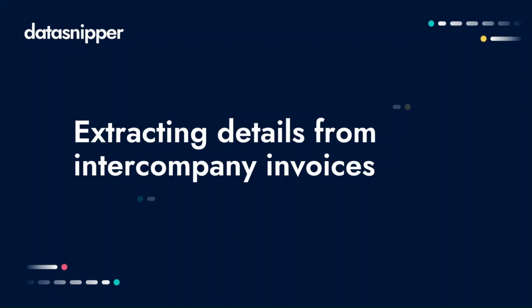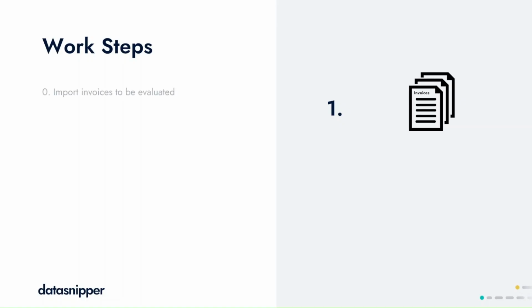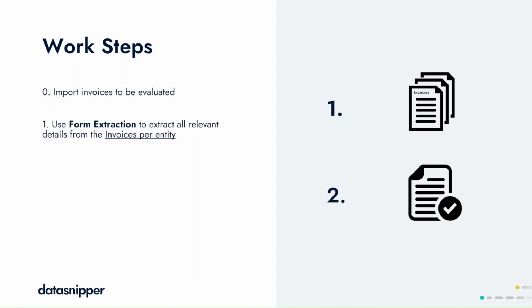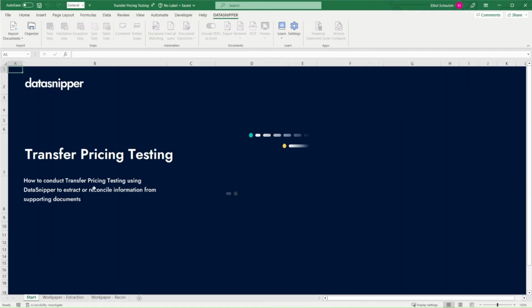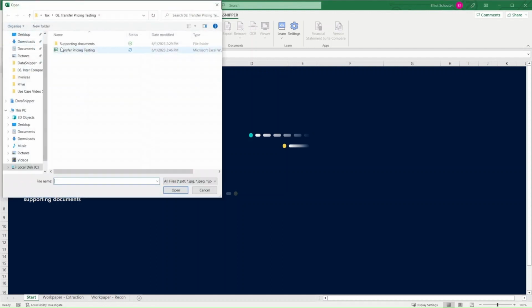By using DataSnipper, we can automatically extract all the details we need. What we simply need to do is import our invoices that we want to evaluate, and using form extraction, we can easily extract all the details from invoices of each individual entity. We can subsequently inspect those outputs by clicking on the SNPs to ensure that they're compliant with the intercompany agreement.